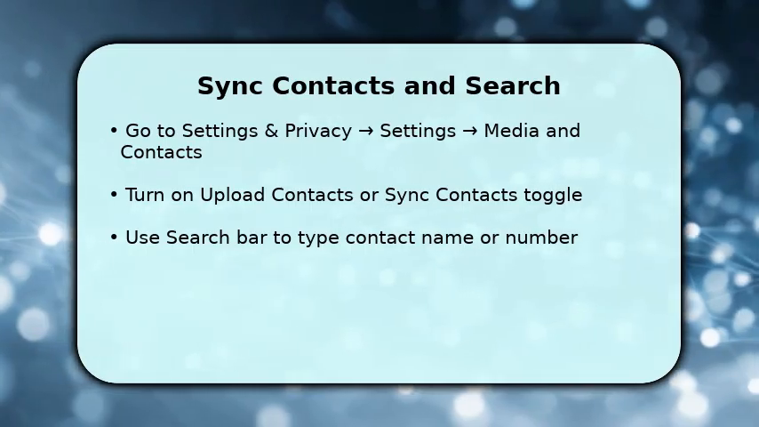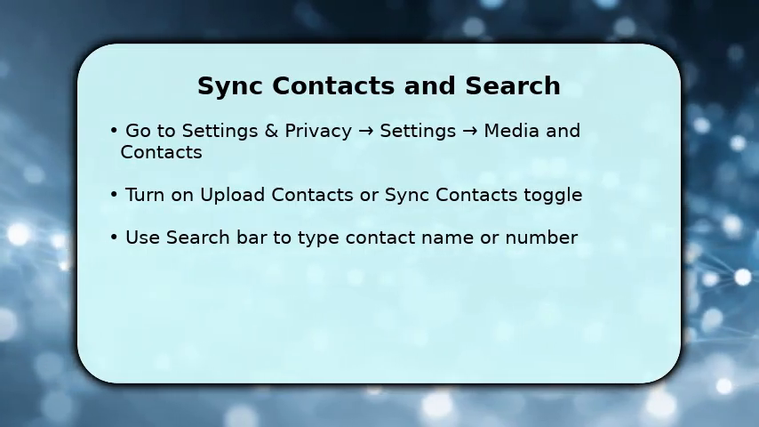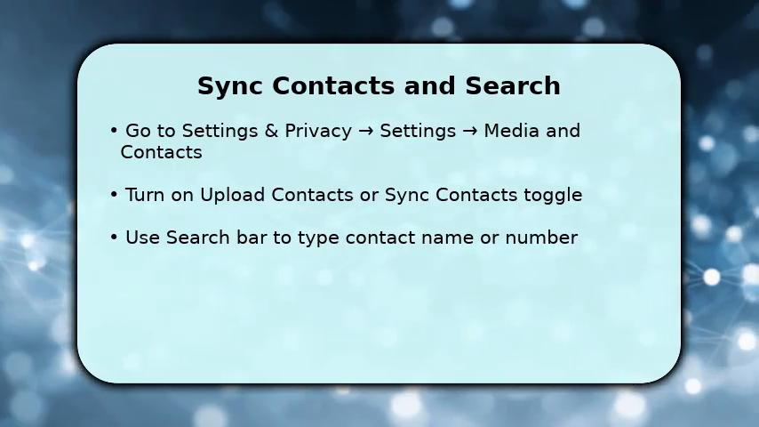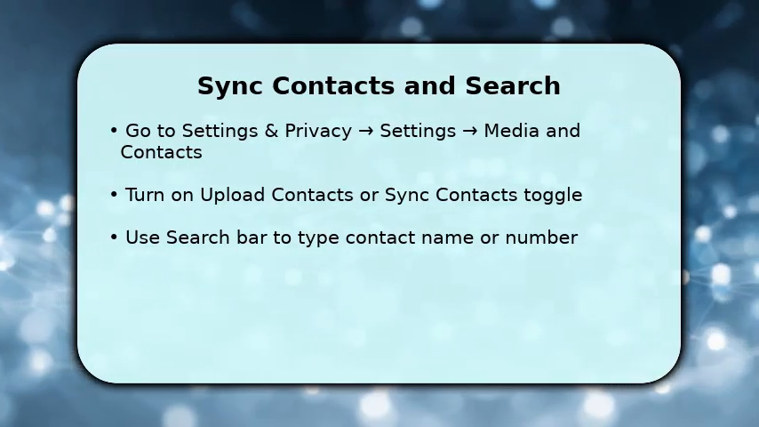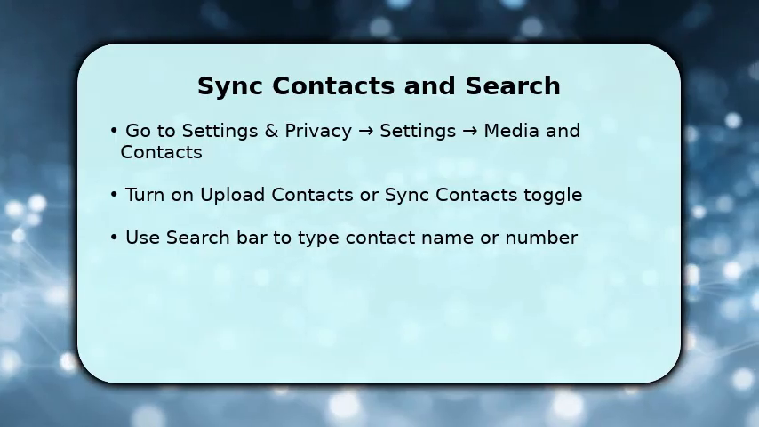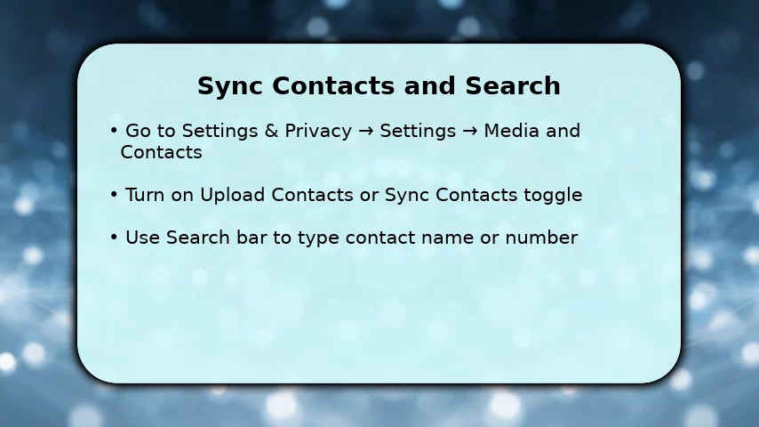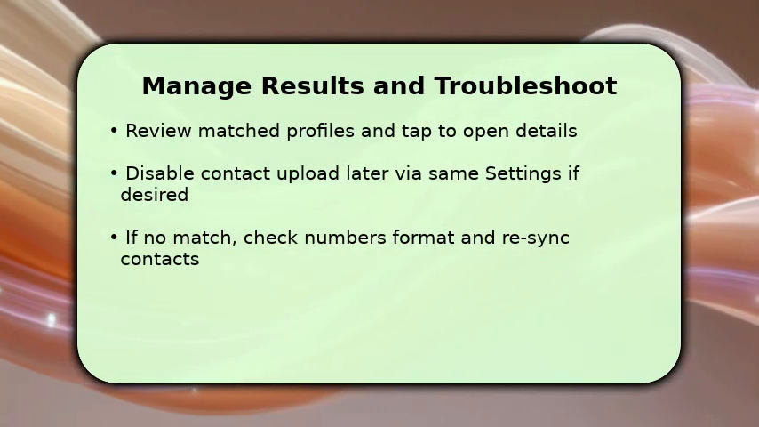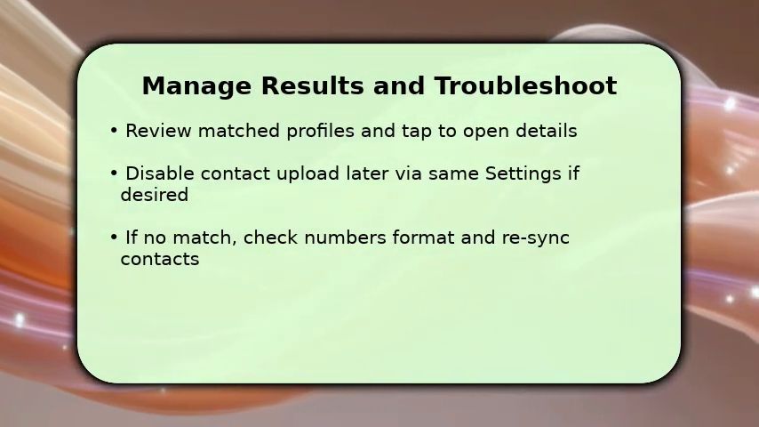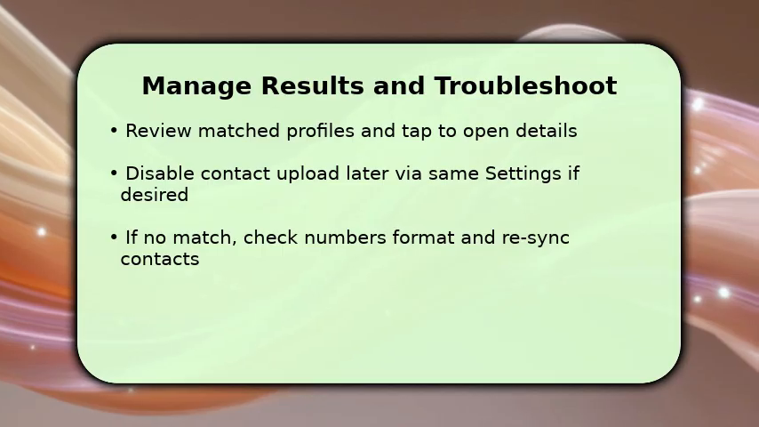Once synced, return to the main screen and use the search bar to enter a name or number. You'll see matched profiles labeled as contacts. If you need to refine results, try full names, nicknames, or the phone number including country code. Finish by reviewing matched profiles and tapping any result to view details or send a friend request or message.